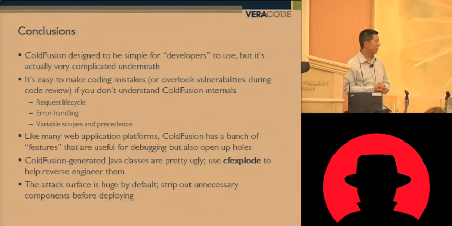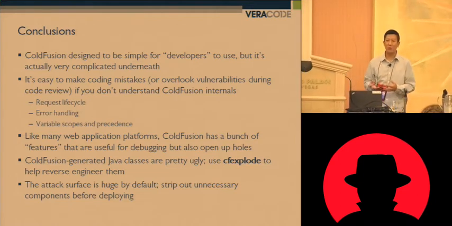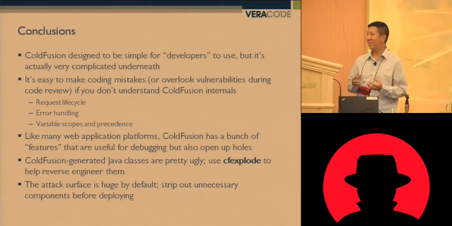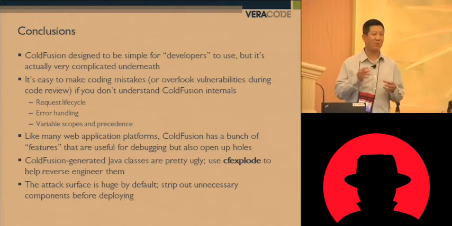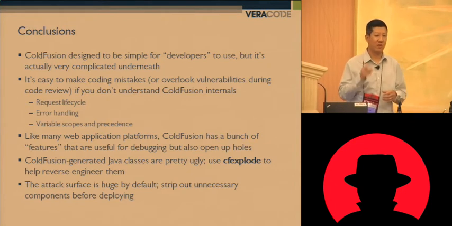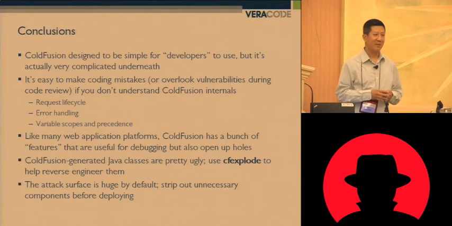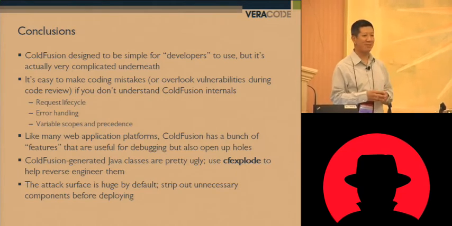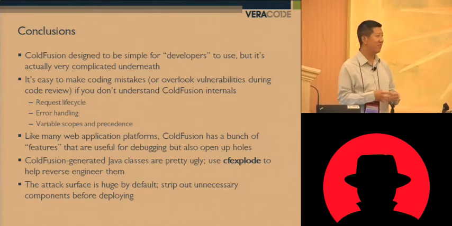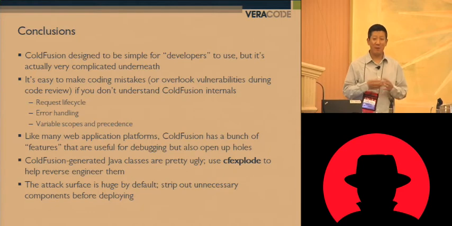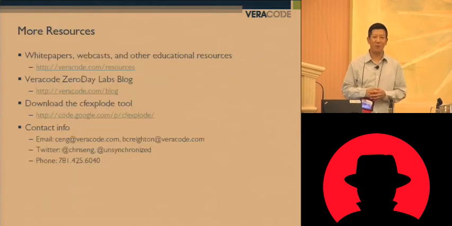And then, just generally, there's a lot of stuff there when you deploy an application. If you take a single-page ColdFusion application and use all the defaults and say build a WAR, you'll get like a 120 meg WAR file. It has all these servlet mappings and the CF administrator and all these things turned on. So always strip out unnecessary components before deploying an application, and verify that they actually were stripped out before you put it out there.